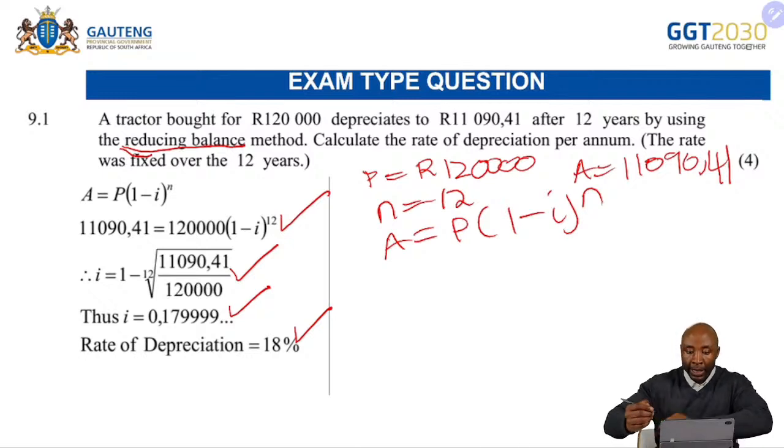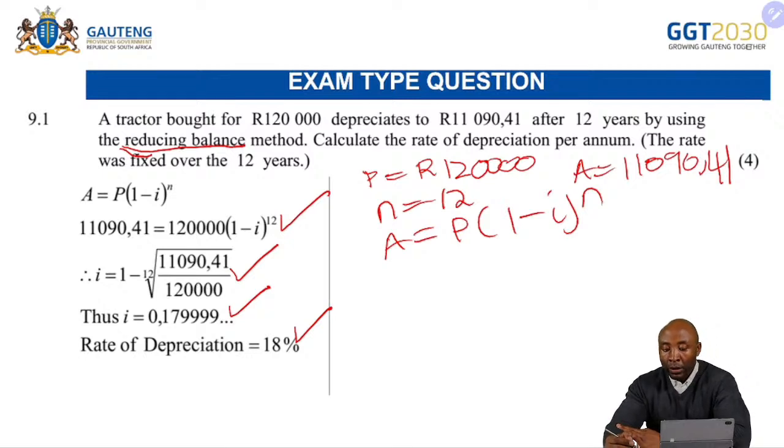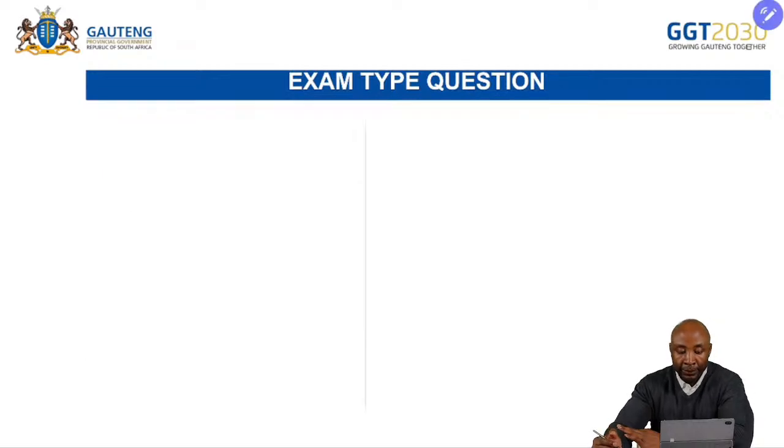So sometimes the mark that I've awarded on the first step is awarded for choosing the correct formula. So reducing balance, choosing the formula, substituting and manipulating, you get your marks there. So if you got 18% as the rate, then you have your 4 marks there. Let's move on to the next one.